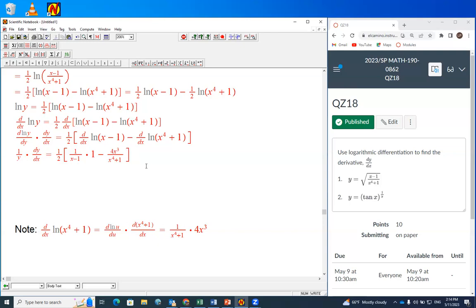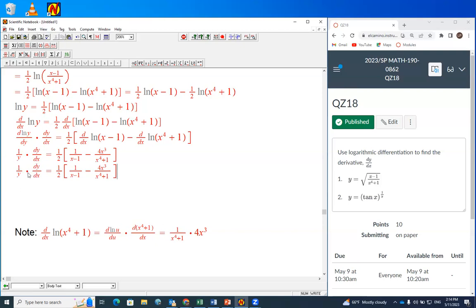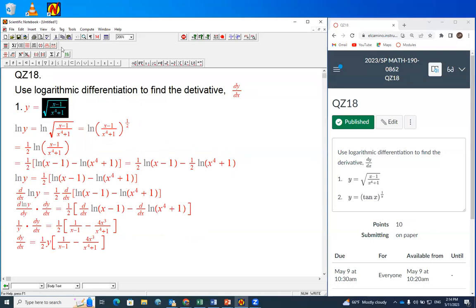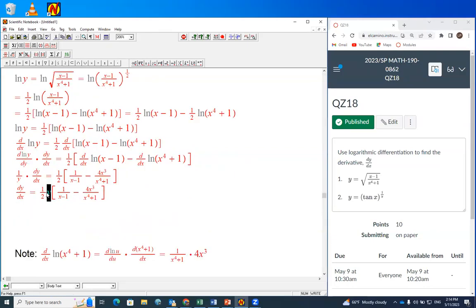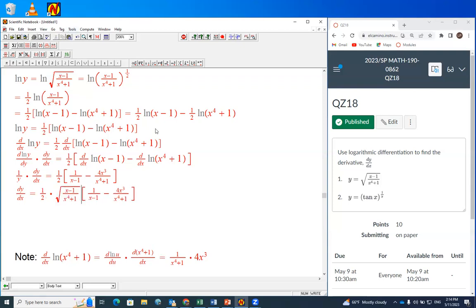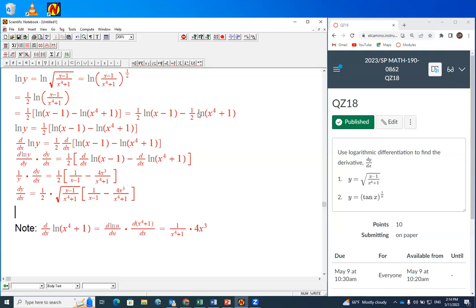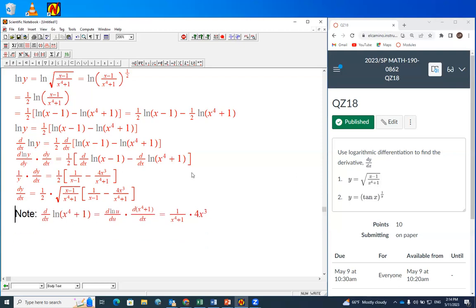Okay, so now we're almost done. It can be simplified by multiplying both sides by y, so there's a y here. You can put it at the end, but y is really the whole of that, as was given. That's it. So that's finished.